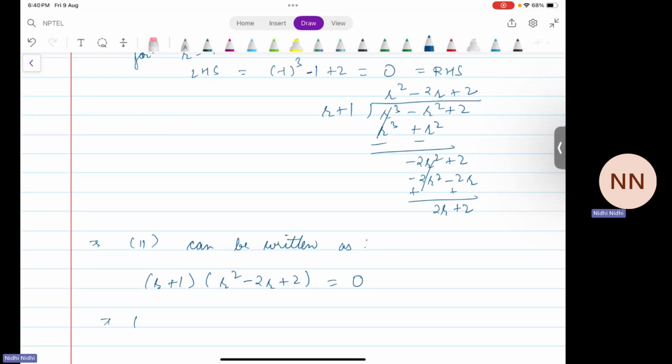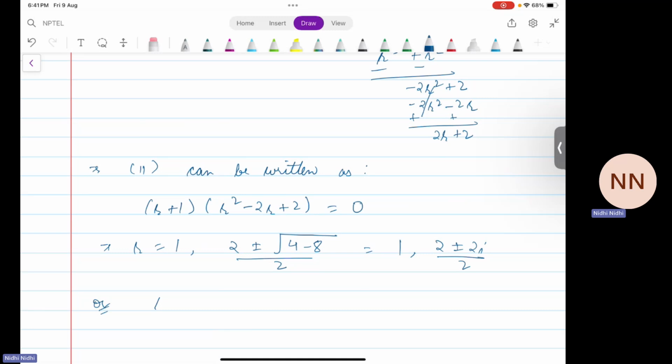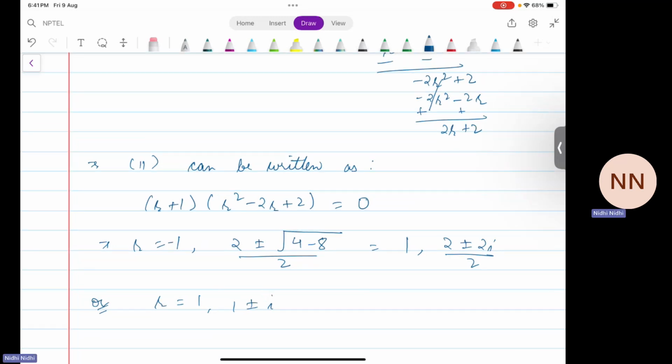This gives us r is equal to minus 1, and the roots of this quadratic part are given by 2 plus minus under root of the discriminant, which would be 4 minus 8, by 2, which is 2 iota. So 2 plus minus 2 iota by 2, or we have r is equal to minus 1 and 1 plus minus iota. So we have three distinct roots. One of them is real, and the rest of the two roots are conjugate.